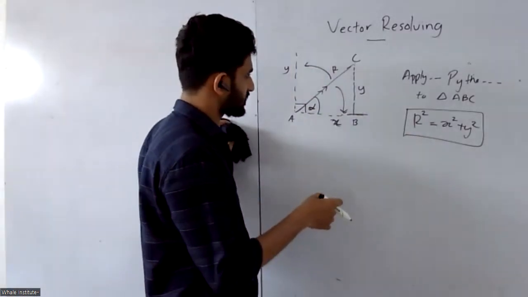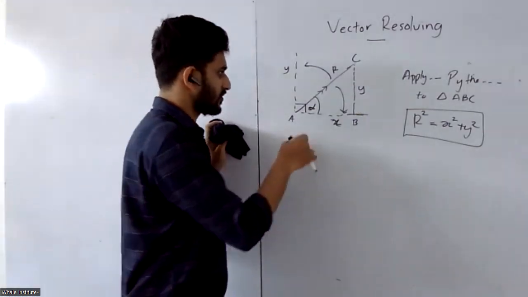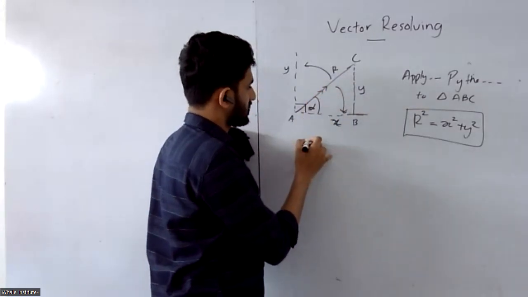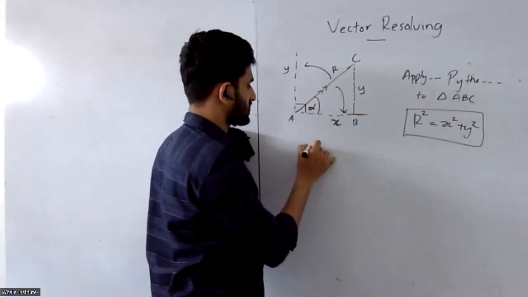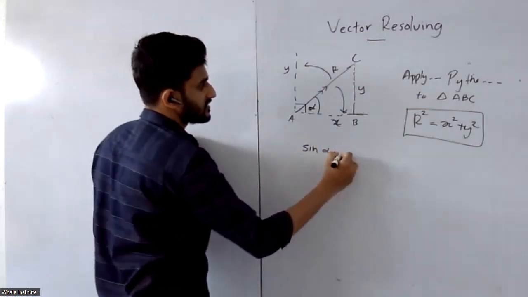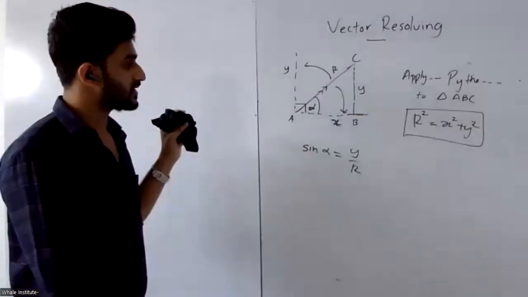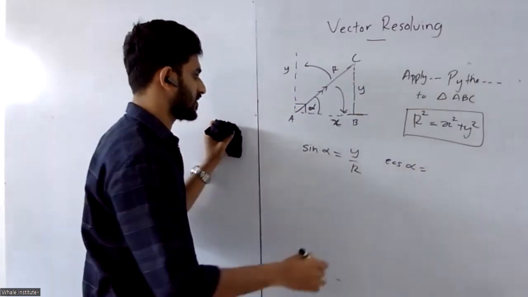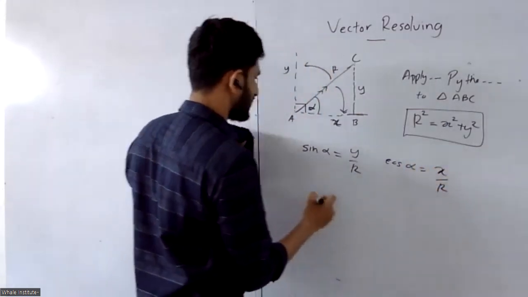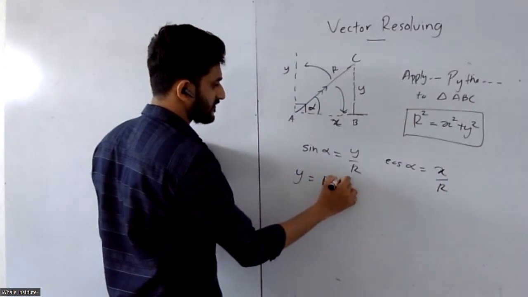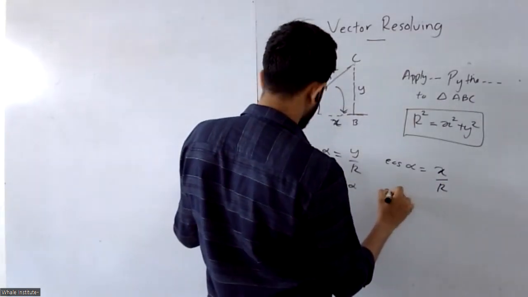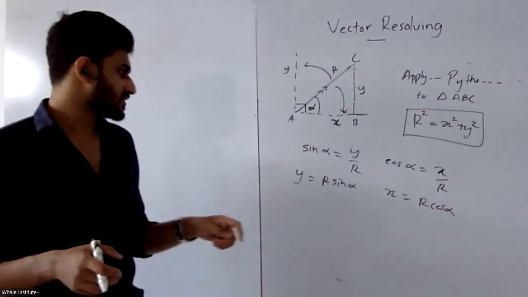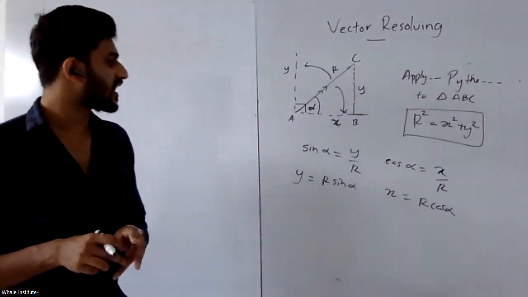And the second thing is we can apply trigonometry here. So we know the sine alpha is the opposite side over the hypotenuse, right? Then we can name this sine alpha. That's y over r, right? Opposite side over hypotenuse r. Then cos alpha is adjacent side over hypotenuse. That's x over r. Then we can get y. That's r sine alpha. And we can get x. That's r cos alpha, right? So that's how we're going to find y and x components using the r and the angle.